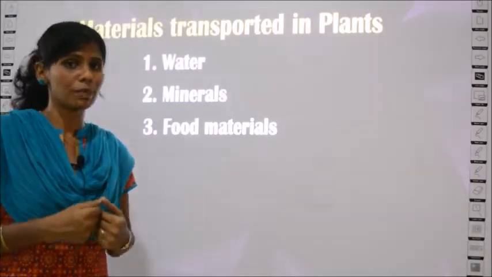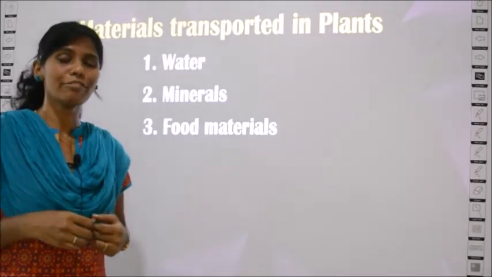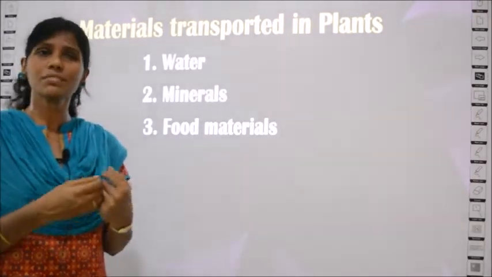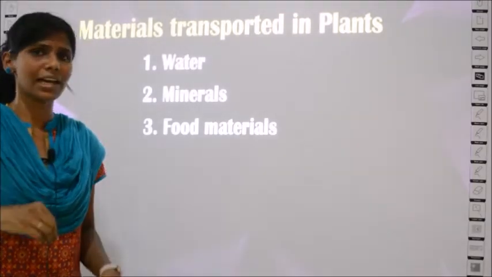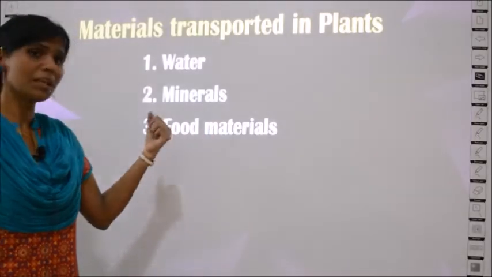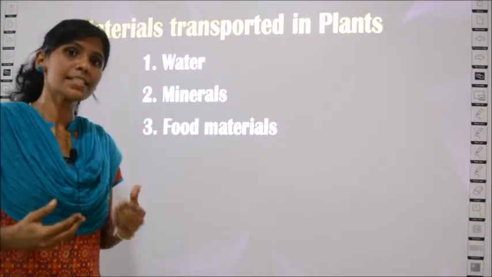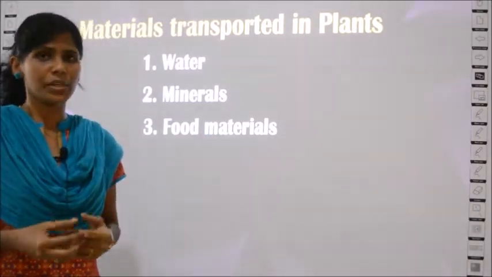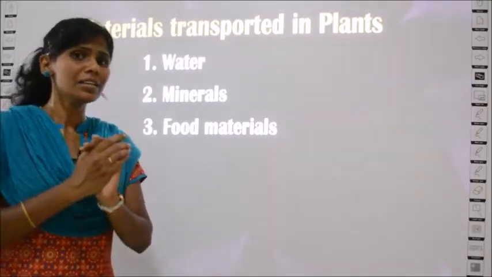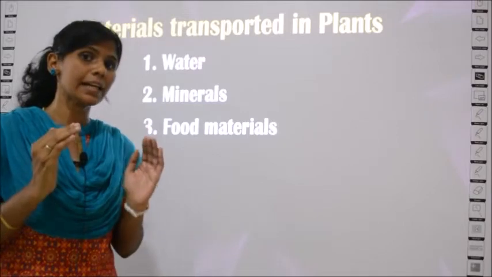Food is prepared by the plant itself, and that process is called photosynthesis. You must have studied it in class 3 or class 5, right? The process of photosynthesis. What is that? Photo means light and synthesis means preparation. So plants prepare their own food.